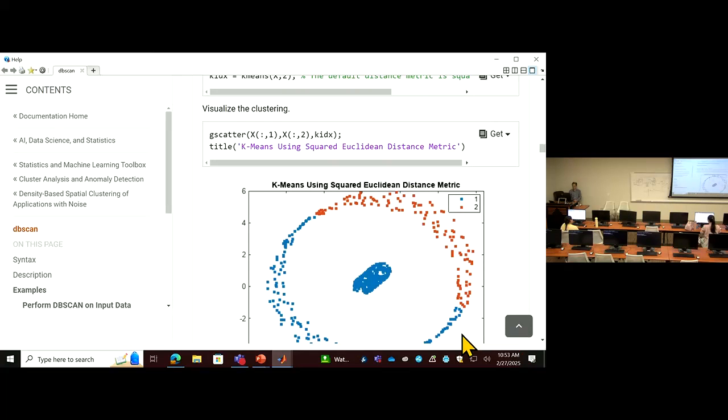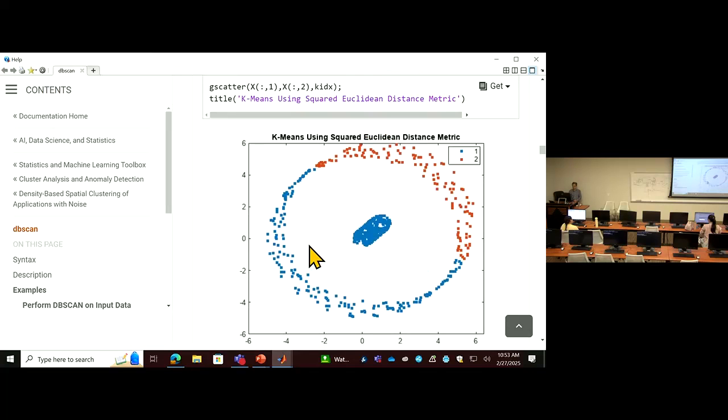Well, if you do the k-means, you get something like this. K-means based on the distance.